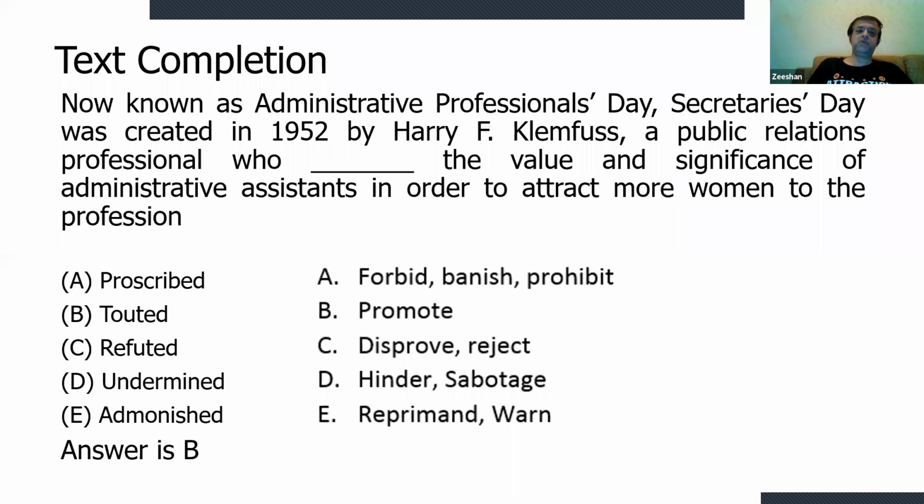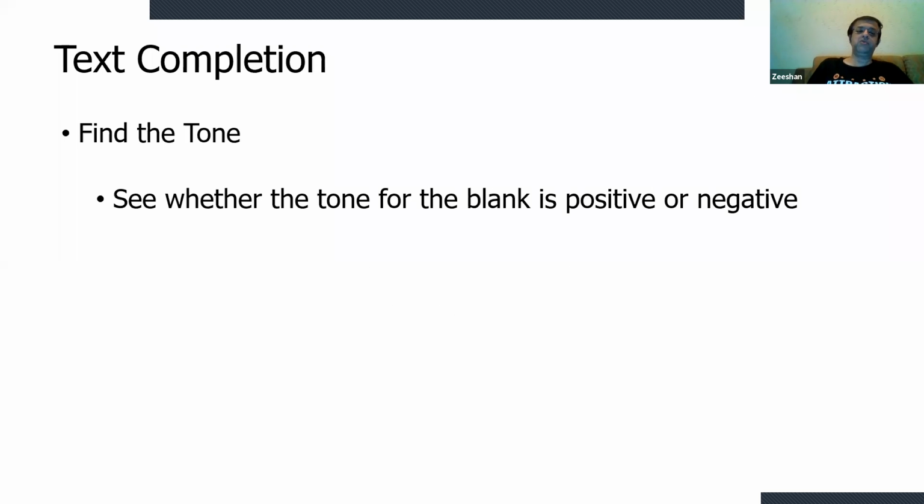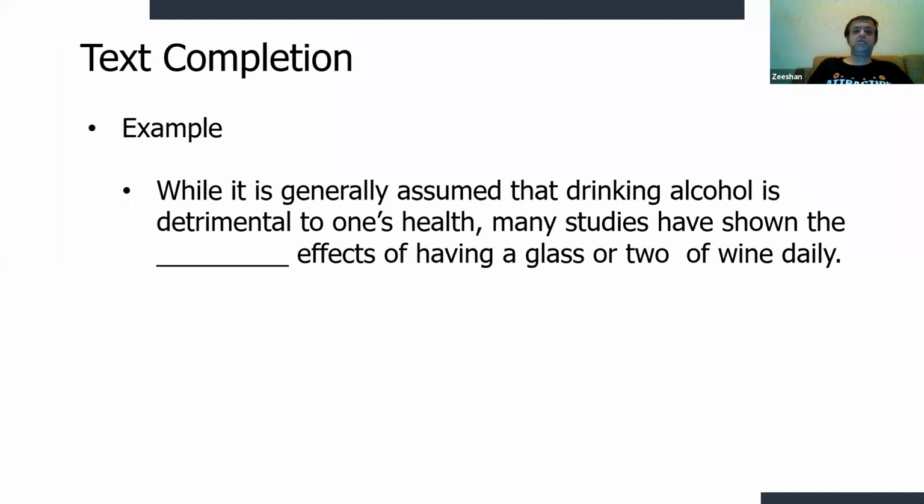So the first thing is what? The clue, and the second thing is the tone that you should keep in mind. And the third thing includes the trigger words. These words indicate whether the blank should follow the clue or should go in the opposite direction. So let's look at this example. While it is generally assumed that drinking alcohol is detrimental to one's health, many studies have shown the dash effects of having a glass or two of wine daily.